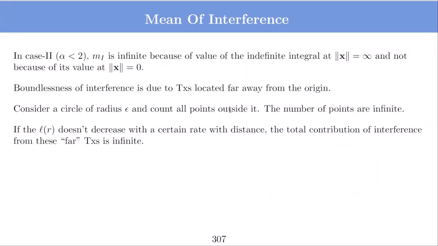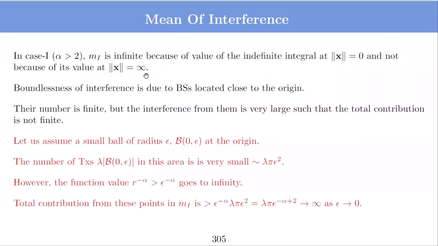Okay. Now in the second case, when alpha is less than 2, the mean is infinite because of the value of the indefinite integral at x equal to infinity. Right. In that case, the nearby points are fine because the path loss is not increasing that much. You can apply the same calculation here. When alpha is less than 2, this becomes positive. So the total contribution goes to 0 as epsilon goes to 0.